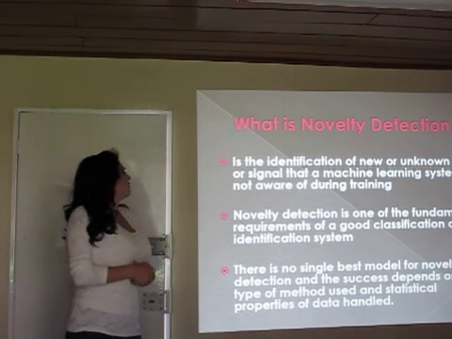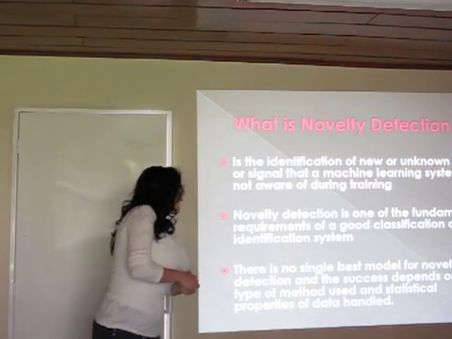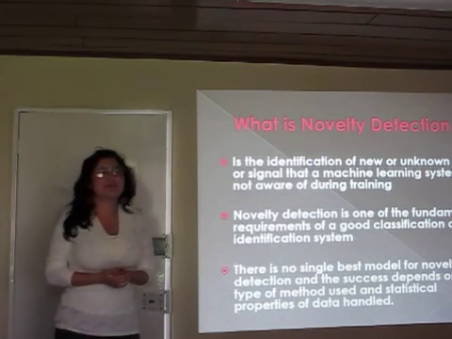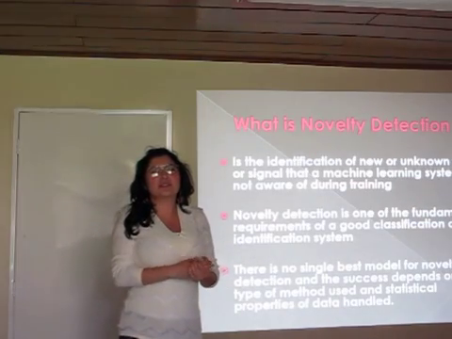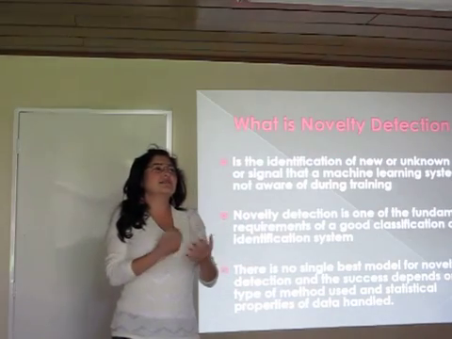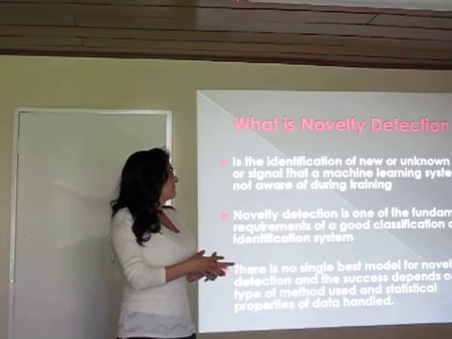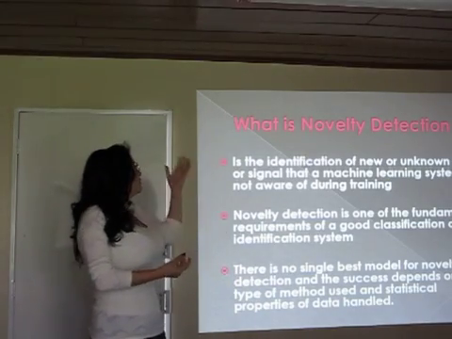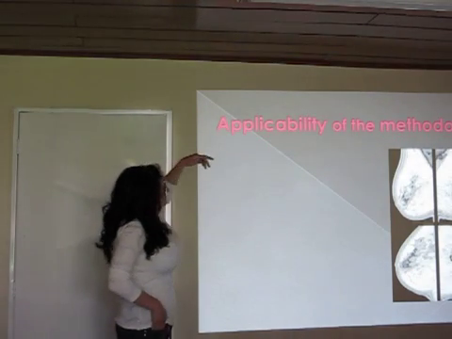Novelty detection is one of the fundamental requirements of a good classification or identification system. There is no single best model to do novelty detection. That's why it's currently an interesting research field. There are a lot of techniques that are in the process of development to achieve novelty detection. What is the peculiarity of this methodology?